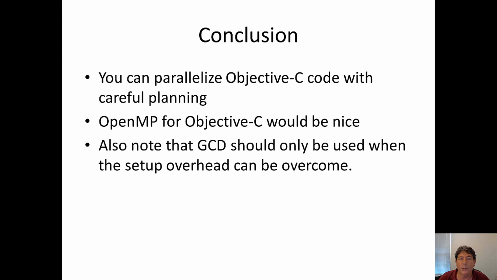So in conclusion, you can parallelize Objective-C code with careful planning. OpenMP for Objective-C would be really nice. Also note that GCD should only be used when the setup overhead can be overcome.